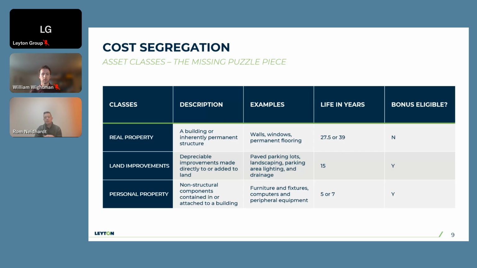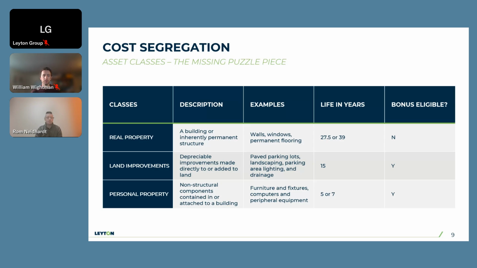Land improvements. Land improvements are depreciable improvements made directly to or added to land. Land itself is non-depreciable, so the entire value that we allocate to land just sits on your books as is. You can't take any depreciation deductions for it. Land improvements are what you do to that land to make it usable, right? You buy a plot of land, you put a building on part of that land. The other parts of that land, you're going to pave for parking, put landscaping on, put lighting outside, curbing, sidewalks, drainage. There's all kinds of things that you do to a plot of land to make it usable. Most, if not all, of those are going to fall into that land improvements category.